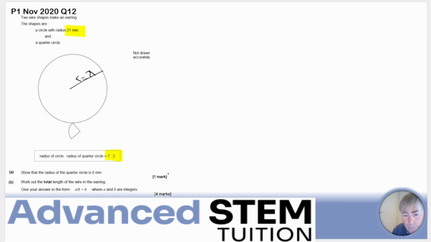Okay, so first of all, to get our first mark, we are asked to find the radius of the quarter circle, or rather prove that it's 6 millimeters. So I know that 21, which is our large circle, to r is the same as the ratio of 7 to 2. So I'm just going to use a simple scaling up and multiply 7 by 3, and therefore I've got to multiply 2 by 3 as well. So therefore the radius r is equal to 6 millimeters. Okay, so there's the first bit done, and there's our 1 mark.